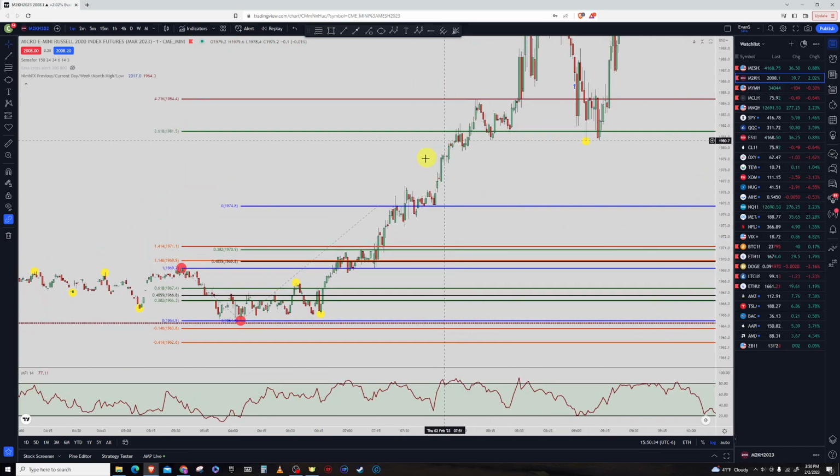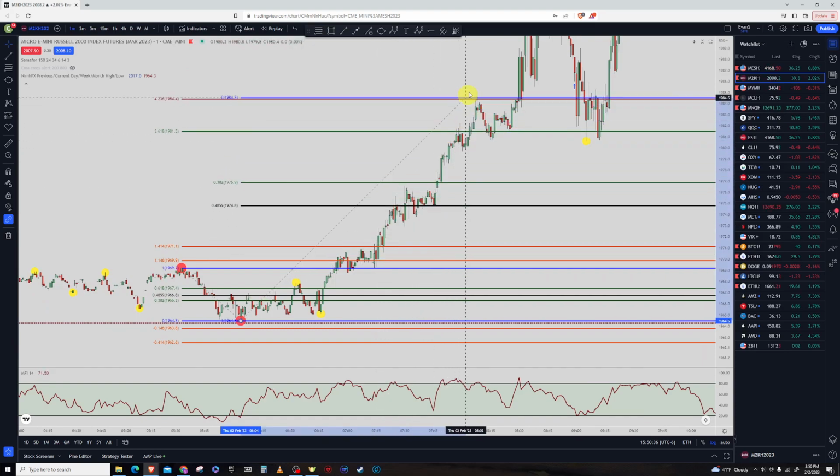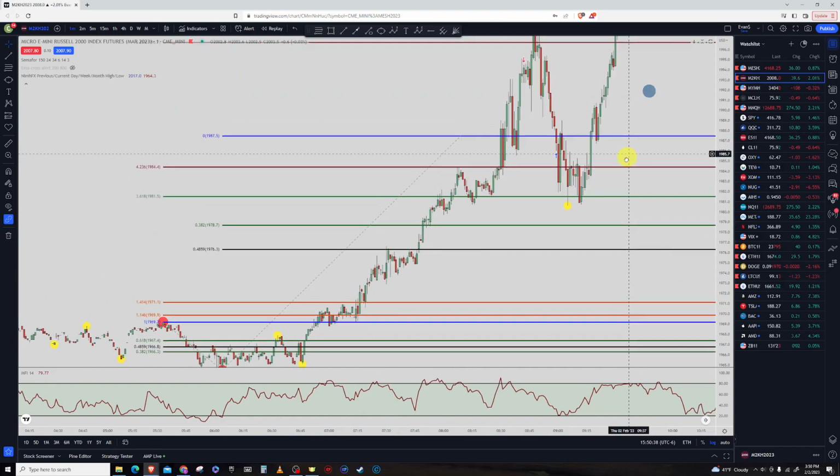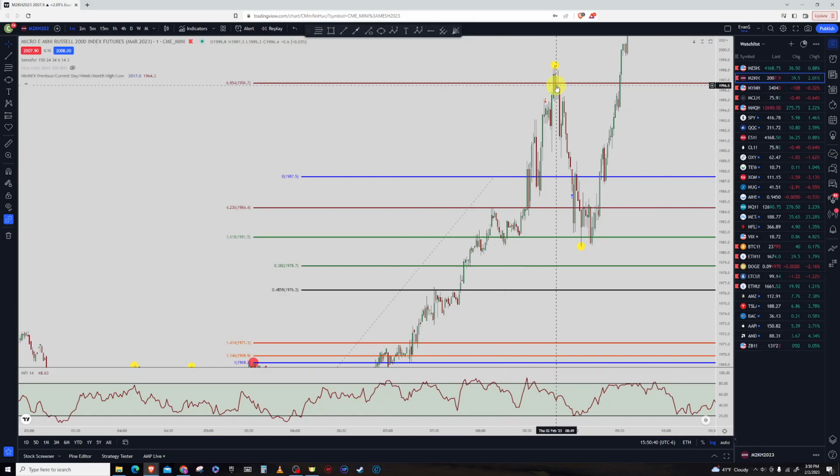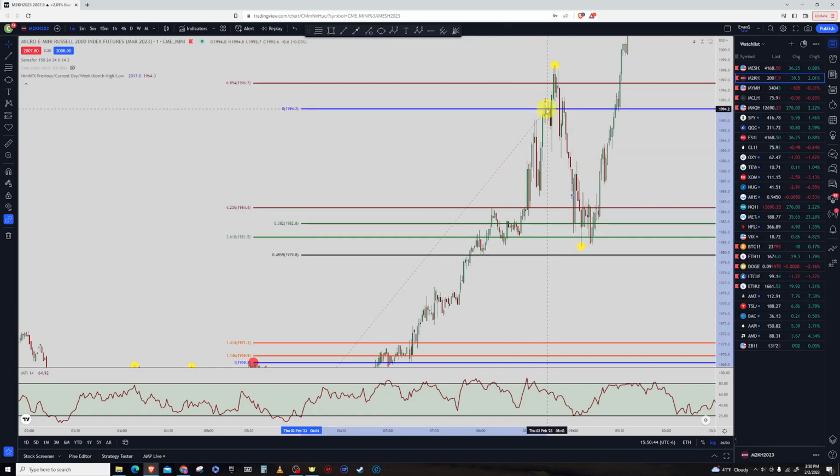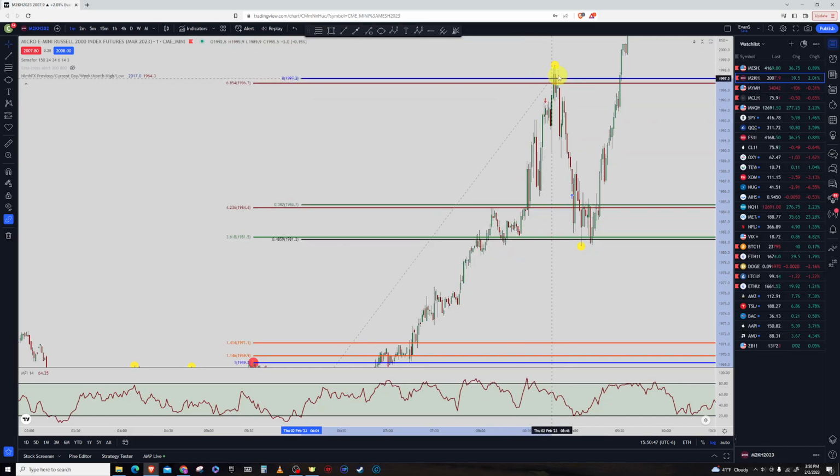There would have been the entry if I was paying attention to it at that time, but I was not, which worked out really nicely. And then price comes up over here, and I see I got in right there. Price comes up right here, hits the 6.85 level.